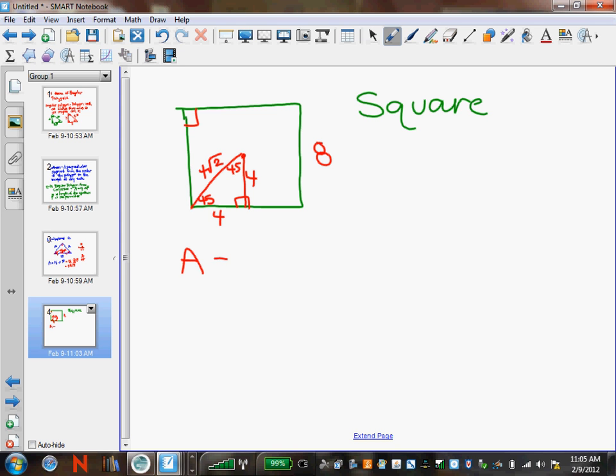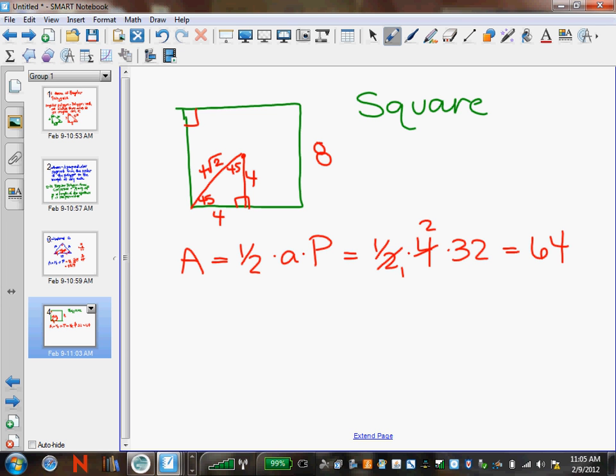So to use the formula 1/2 apothem times perimeter, I'm going to plug in 4 for my apothem and 32 for my perimeter. I will divide my 2 into my 4 and then take 2 times 32, which is 64 units. So a square will probably be the easiest regular polygon area that you will find.